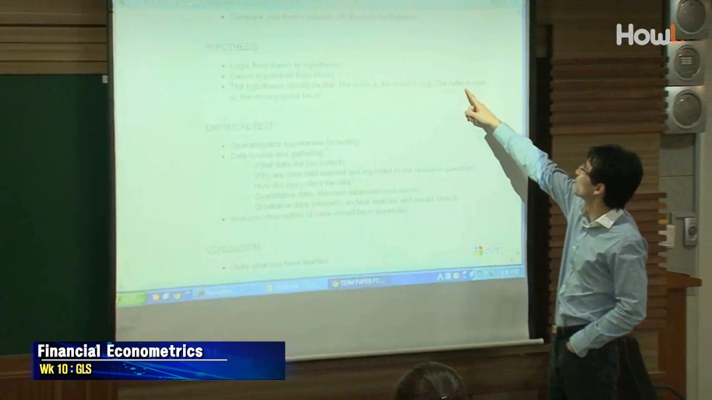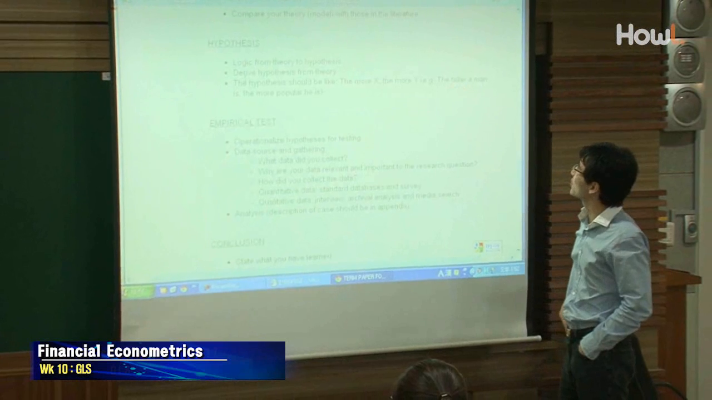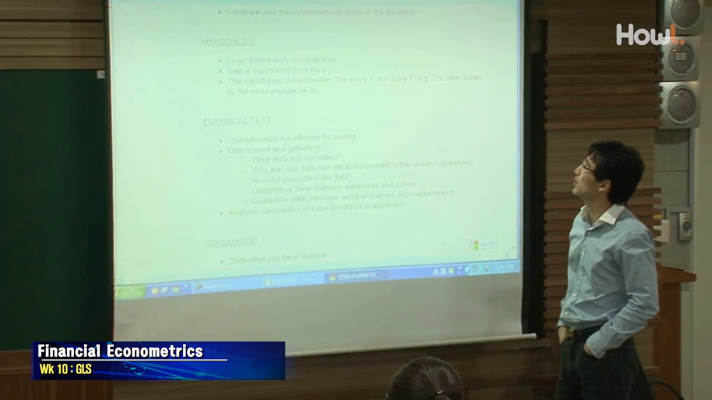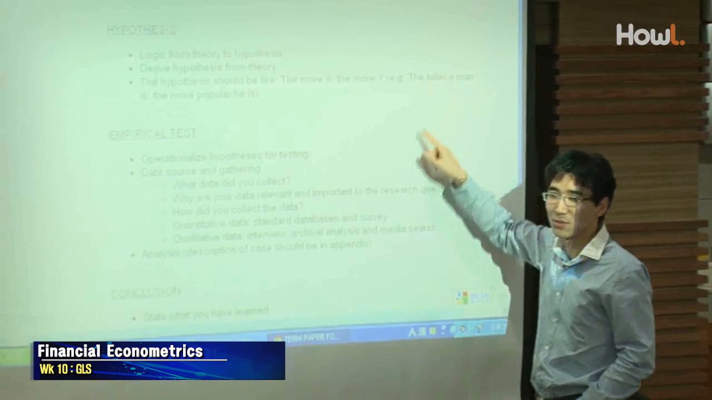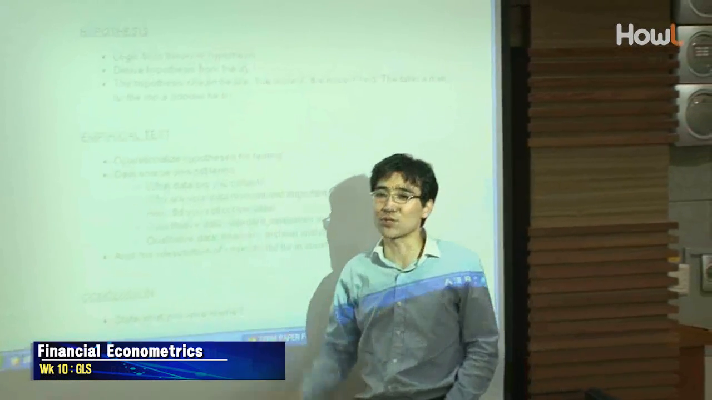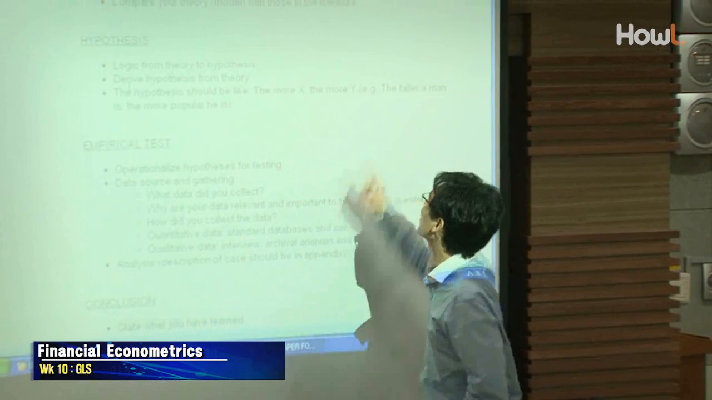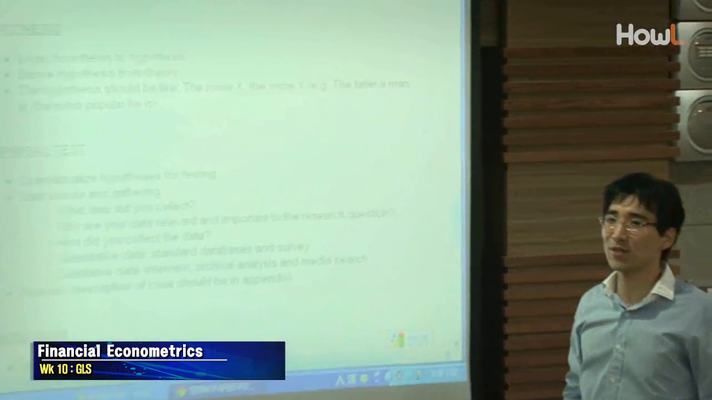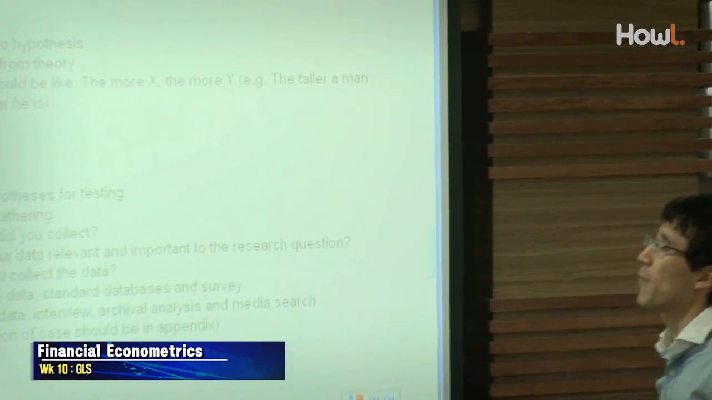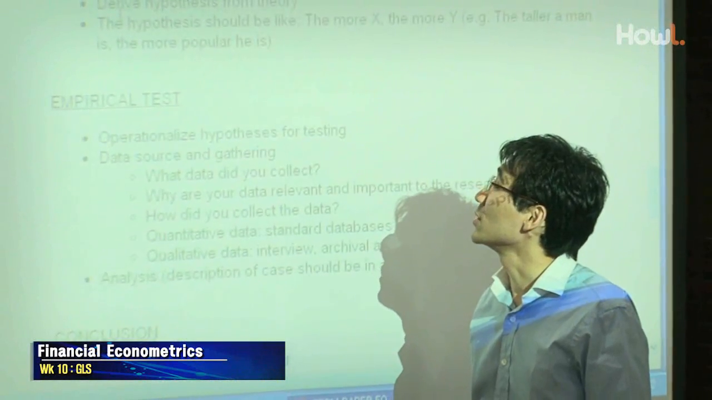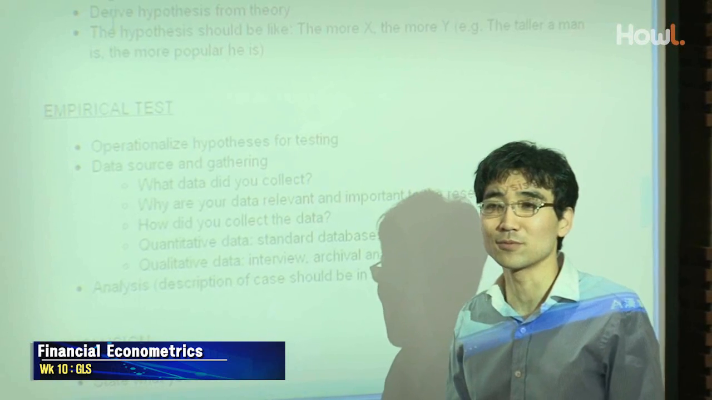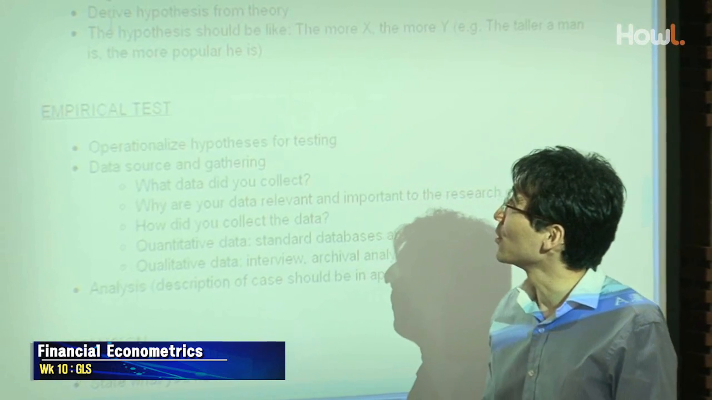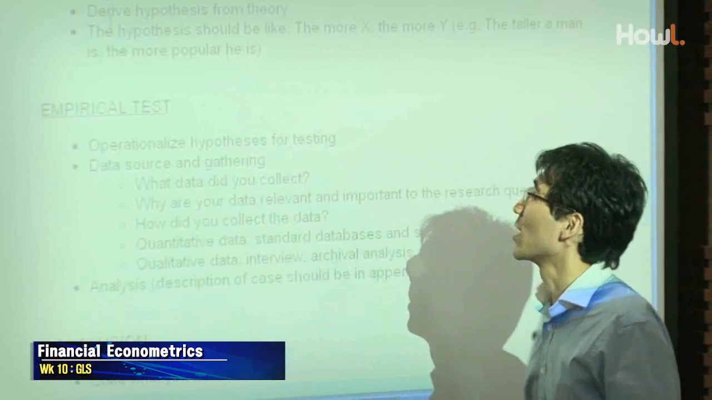If your hypothesis is that the taller the man is, the more popular he is, then you have to determine how to measure the height of the man and how to measure the popularity of the man. Height would be easy, right? Centimeter, feet, inch, nothing like that. Popularity is trickier. It could be the number of followers, or after a blind date, something like that, or a survey. So you should be creative about this part.